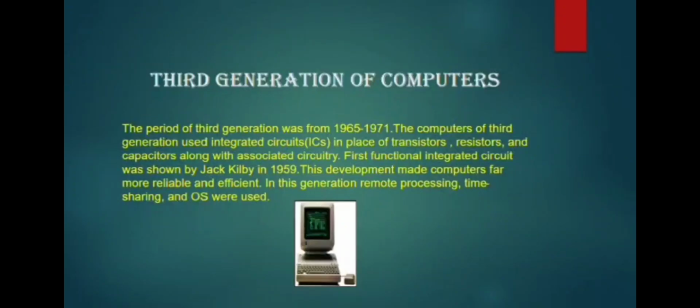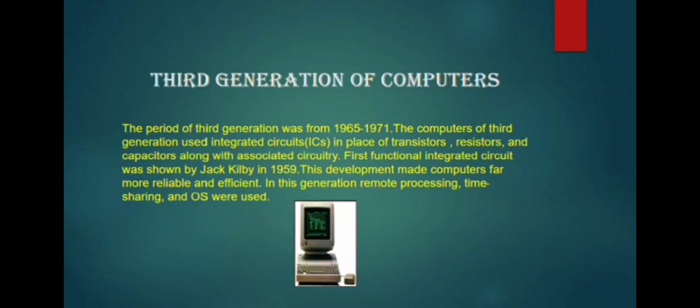Third generation of computers. The period of the third generation was from 1965 to 1971. The computers of the third generation used integrated circuits in place of transistors, resistors, and capacitors along with associated circuitry. The first functional integrated circuit was shown by Jack Kilby in 1959. This development made computers far more reliable and efficient. In this generation, remote processing, time sharing, and OS were used.